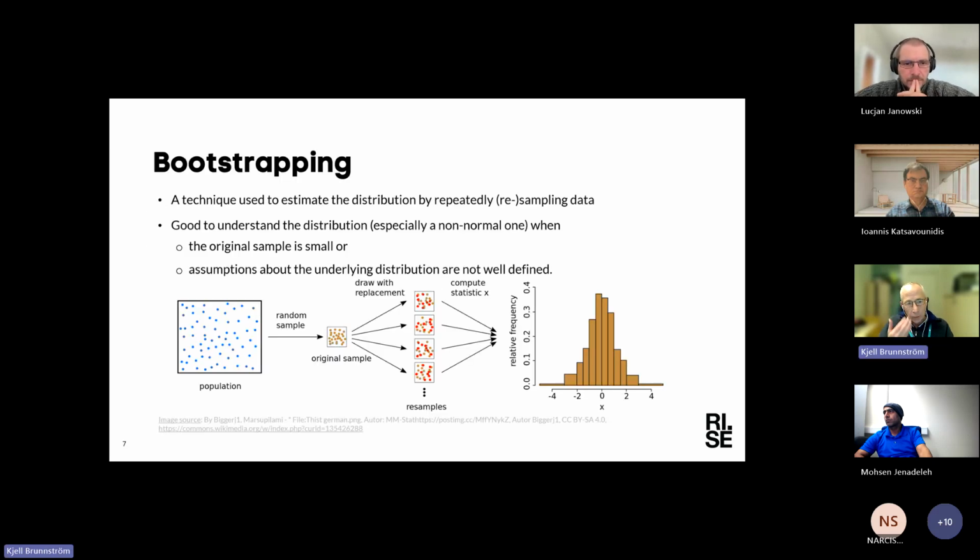So just to remind everyone what bootstrapping is, if you are not familiar with it, it is a technique to estimate the distribution by repeatedly resampling the data, and it's good to understand the distribution, especially a non-normal one, when the original sample is small and the assumptions of the underlying distribution are not well defined. And the idea is that we more or less end up with a normal distribution at the end due to the central limit theorem.